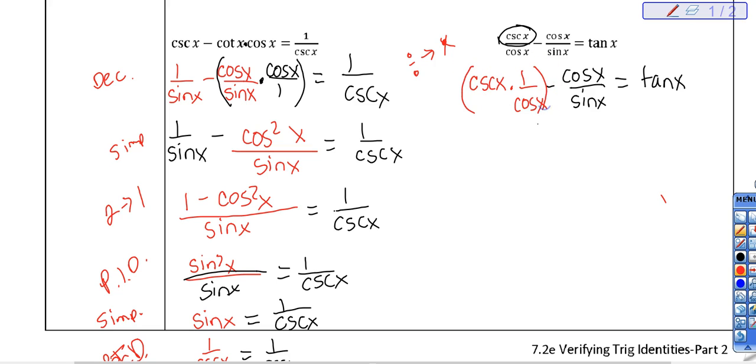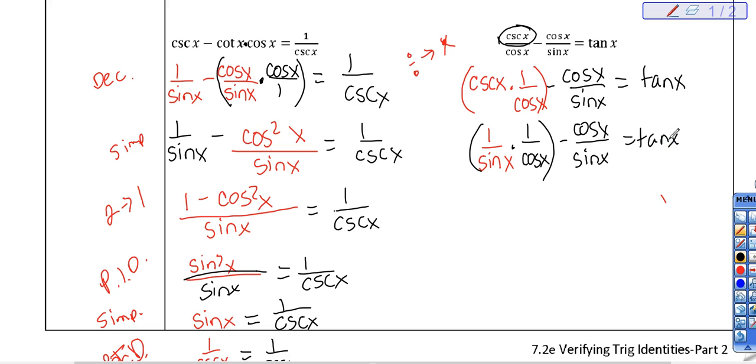Do you agree? So I can rewrite cosecant as 1 over sine of x, right? Times 1 over cosine x. So that's my first term, minus cosine x over sine x, equals tangent of x. It's an option, changing division to multiplication so that you don't create complex fractions. Now let's simplify. So we did a decompose right there.